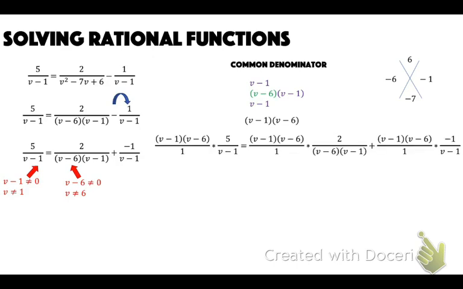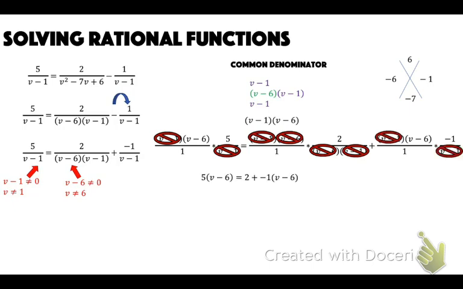I'm going to put those over 1 to help this look a little bit better. So you multiply it to every single fraction in there. The first part, the v minus 1's cancel. Here the v minus 1's and the v minus 6's cancel, and then the v minus 1's cancel. So here I'm left with 5 times v minus 6 equals 2 plus negative 1 times v minus 6. So that's 5v minus 30 equals 2, and then distribute that in, so negative v plus 6. So that's 5v minus 30 equals negative v plus 8.